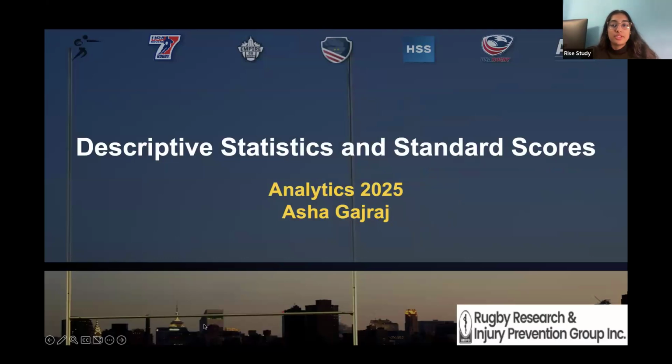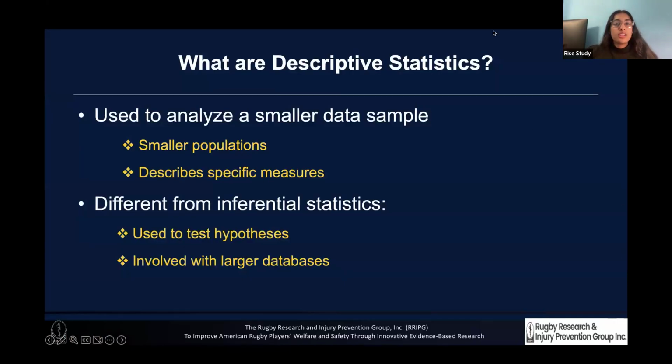Hi, good afternoon, everyone. My name is Asha Gadraj, and I will be going over descriptive statistics and standard scores. And so what exactly are descriptive statistics? Essentially, they're measures used to analyze a smaller data sample and try to get a picture of it. So this is good for smaller populations and describes specific measures that allow you to really get a grasp for what exactly you're looking for when it comes to the data.